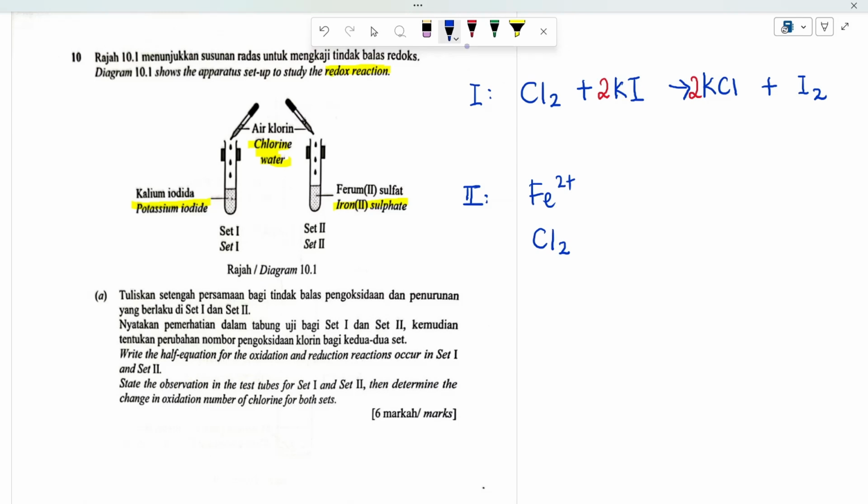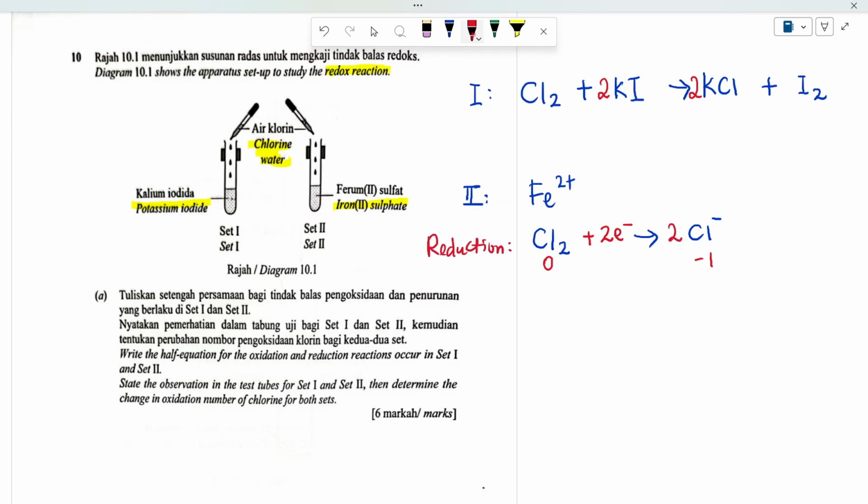During this reaction, does chlorine undergo oxidation or reduction? What will it change to? Chlorine will change to chloride. What is the oxidation number for the chlorine? 0. Then how about this? -1. So 0 to -1, reduction, right? Does reduction gain or lose electrons? Gain electrons. Remember, reduction is gain of electrons. So this one is reduction.